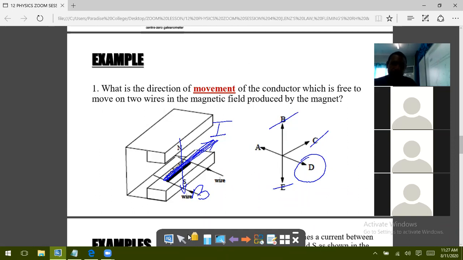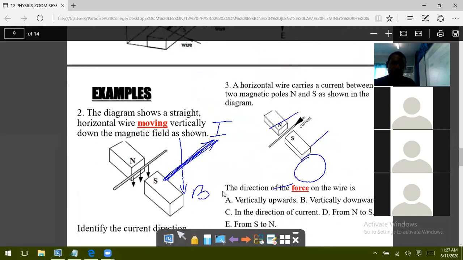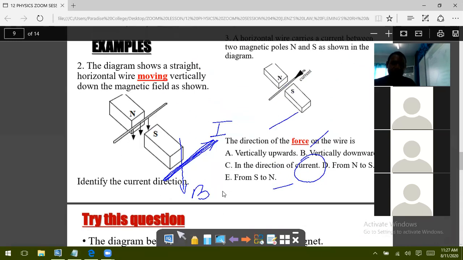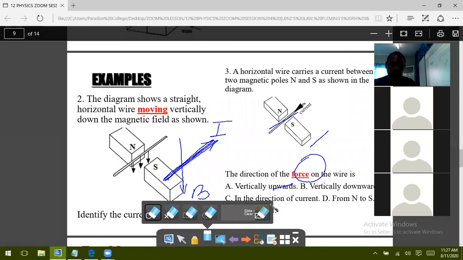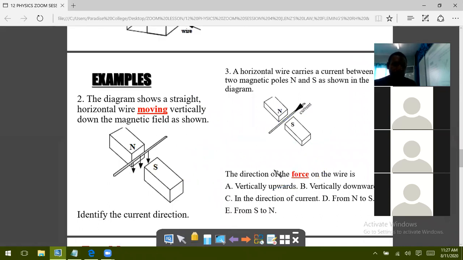Okay, let's move a little bit further down. Check this example now. The diagram shows a straight horizontal wire moving. I have underlined the word moving just to make sure that when you see this word, it tells you that it is the right-hand rule that you're using.